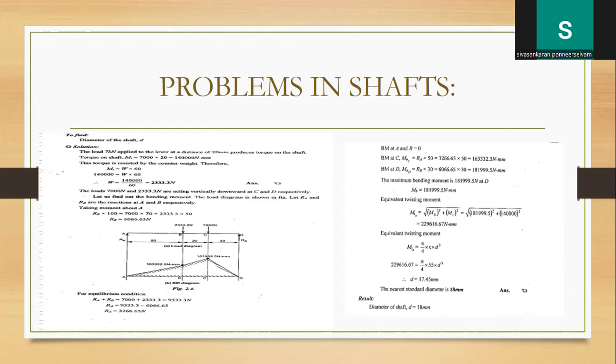Using this result, find out the diameter of the shaft. That is our final ultimate part. Using the equivalent twisting moment equal to pi by 16 into tau into d cubed, we know the value of tau, the allowable shear stress, 55 Newton per mm square, whereas the value of d is unknown. So we have to find out the diameter of the shaft. It is found to be 17.45 mm. Round up to the nearest integer, so it is 18 mm. So the dimension of the shaft is 18 mm.